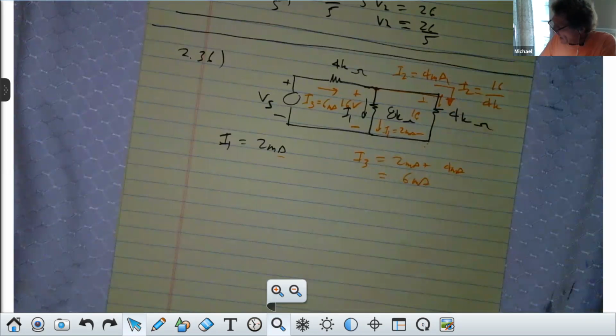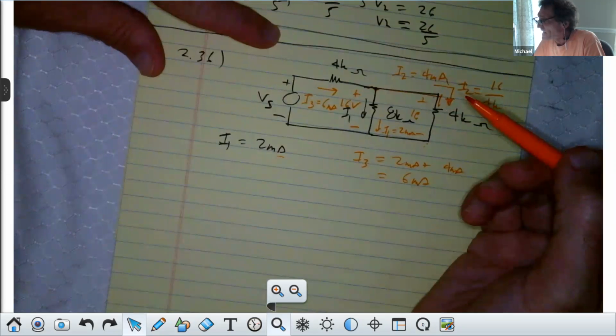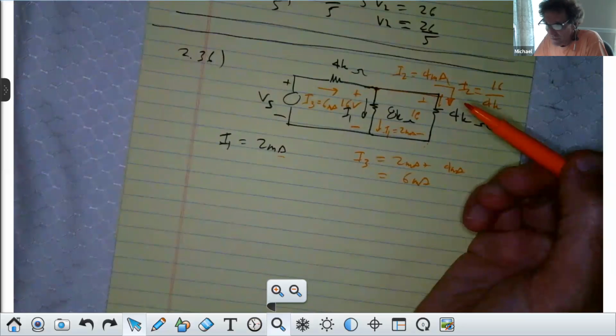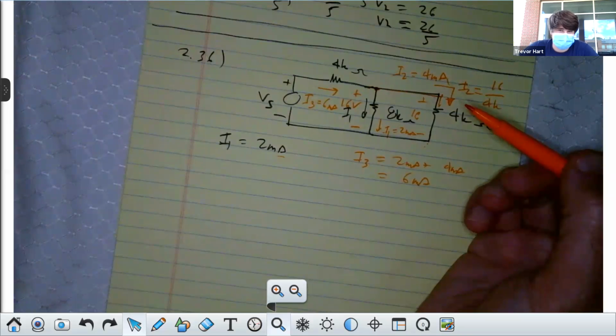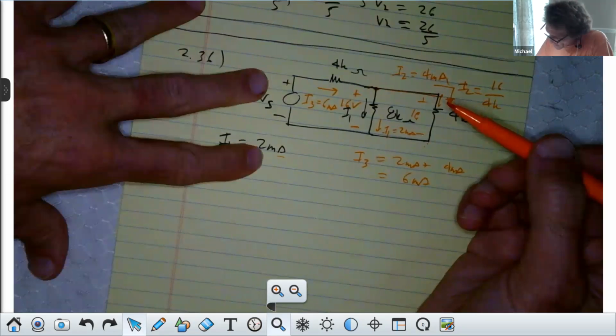Now, having said that, could anybody hazard a guess what my next step would be? Anybody? The voltage source output across the 4K resistor. Well, the voltage across the 4K, it's not really an output. So what would it be? You're right.